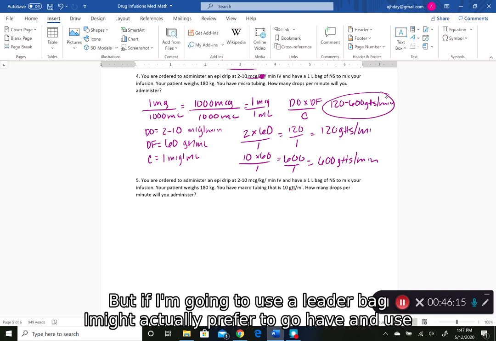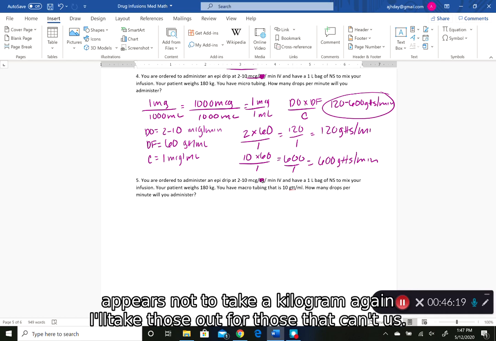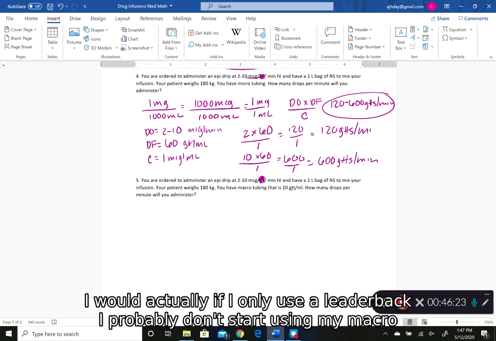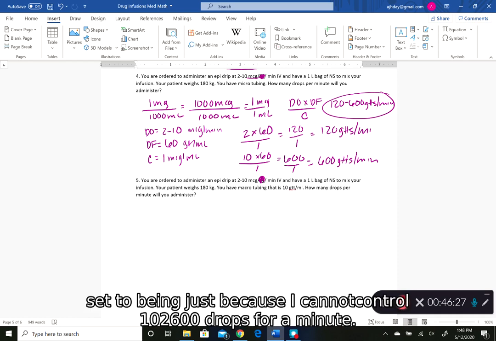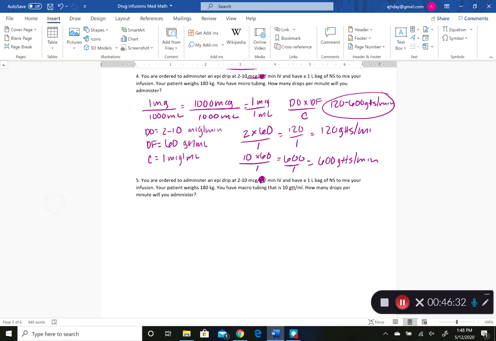But if I'm going to use a liter bag, I might actually prefer to go ahead and use, and here's another typo, I put kilogram again. I'll take those out before I post it to Canvas. If I'm going to use a liter bag, I'd probably start using my macro set tubing, just because I cannot control 100 to 600 drops per minute.